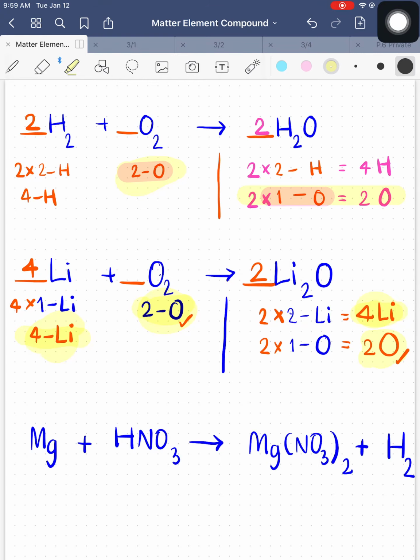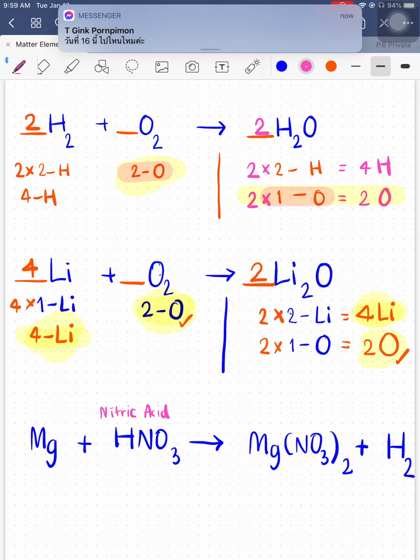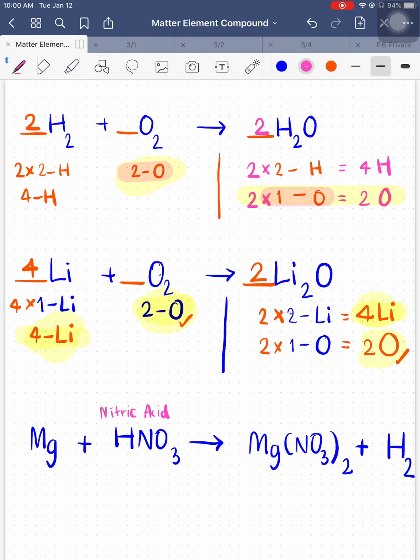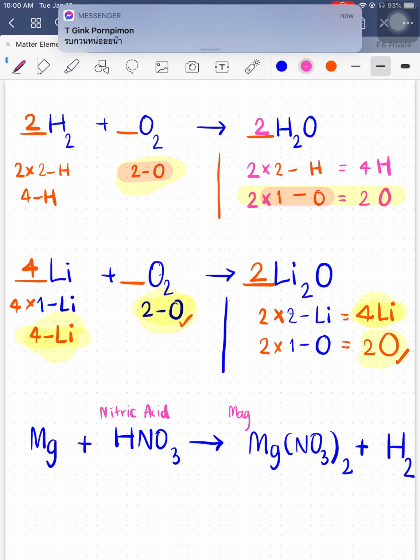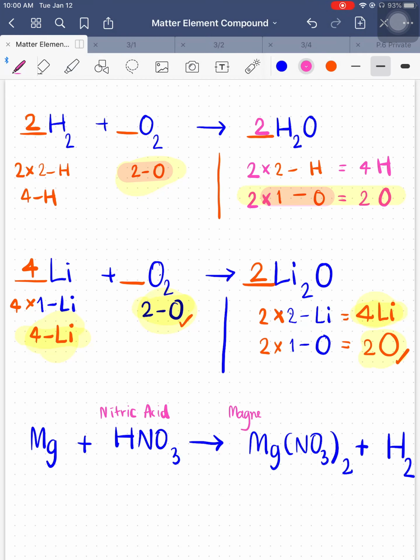Let's see the other one. Magnesium reacts with nitric acid. This we call nitric acid. To form magnesium nitrate. This one is magnesium nitrate. And hydrogen gas, right?